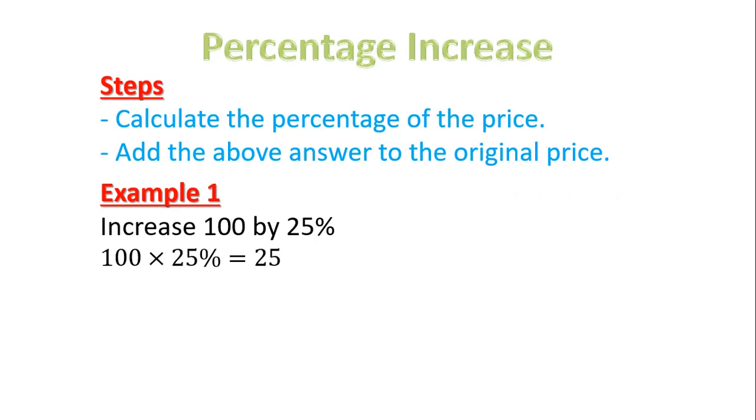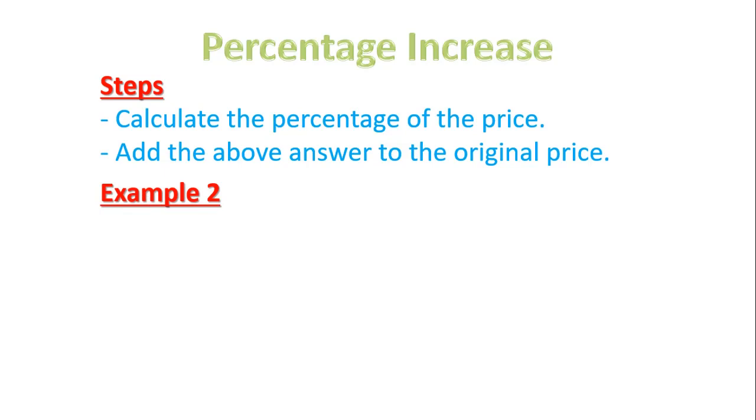Now our step 2, or the second part of it, add the above answer to the original price. In other words, we take 100 and we add the 25 which we just got, and that gives us a total of 125. And so if I've increased 100 by 25%, it comes to 125.